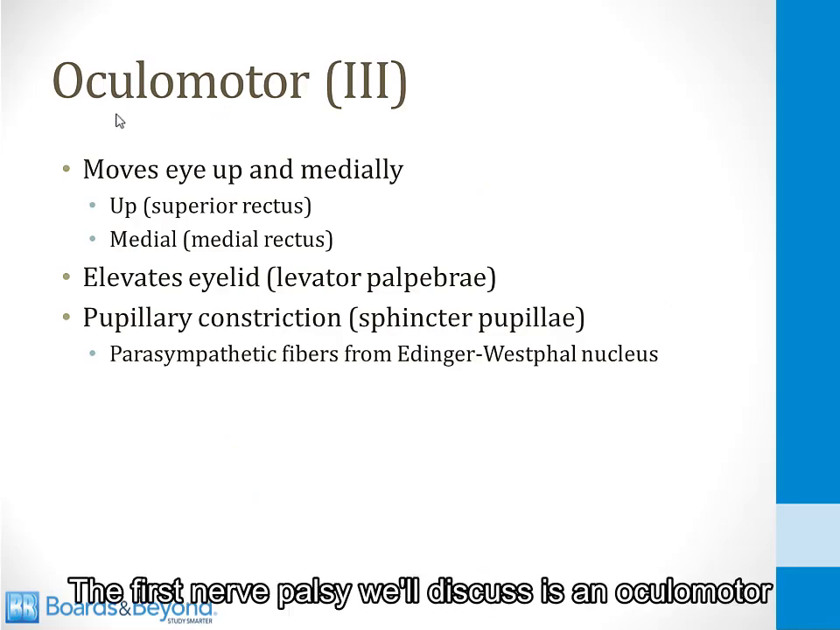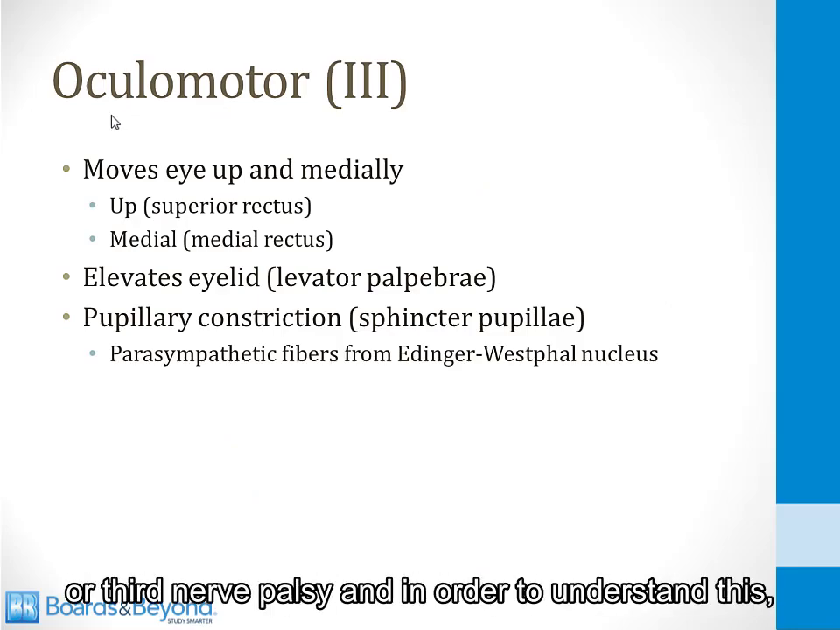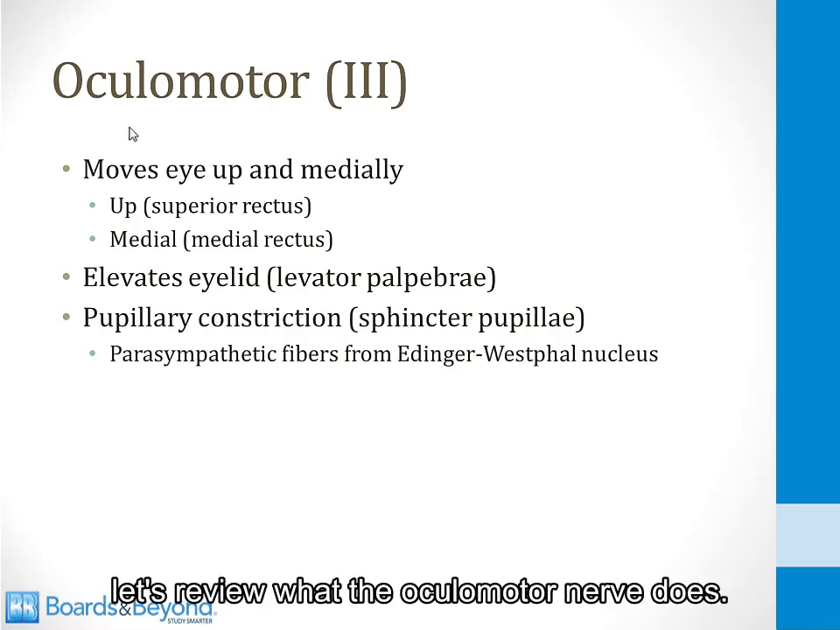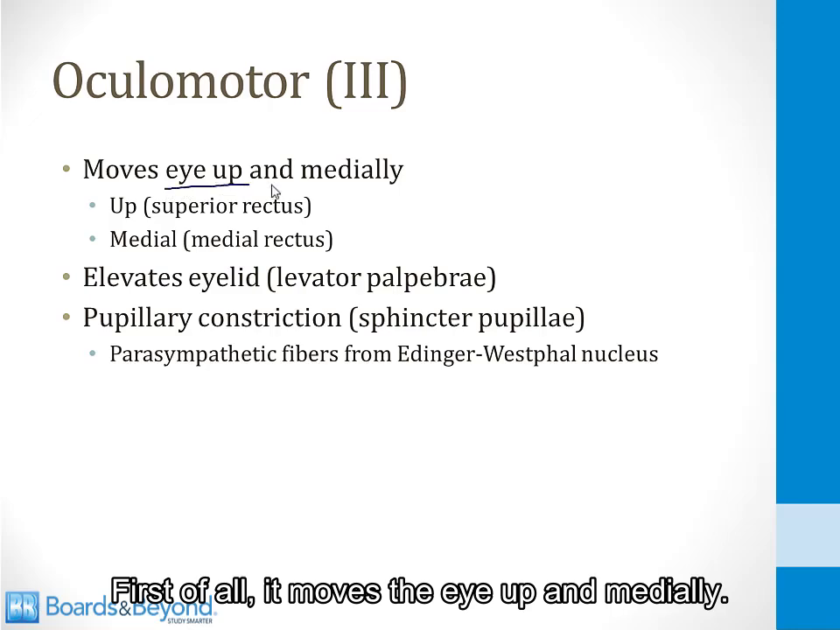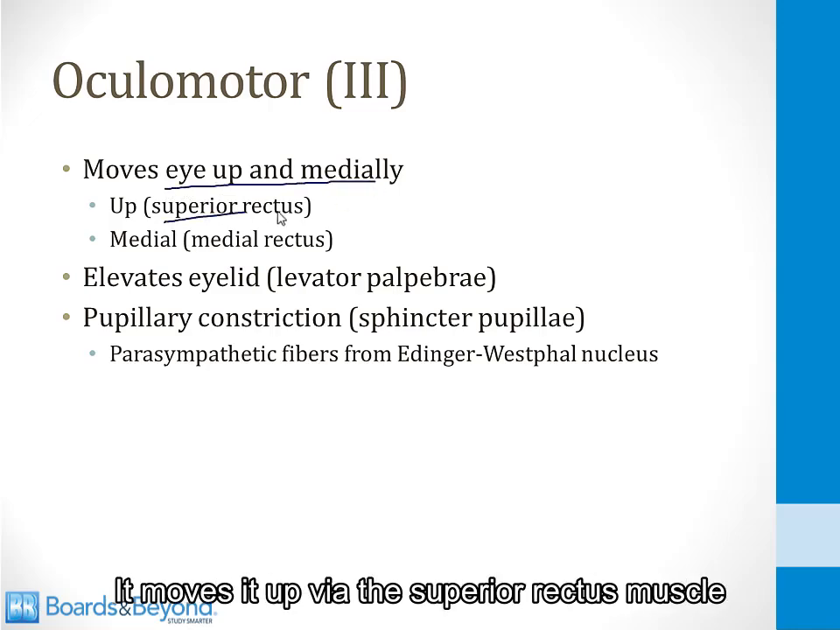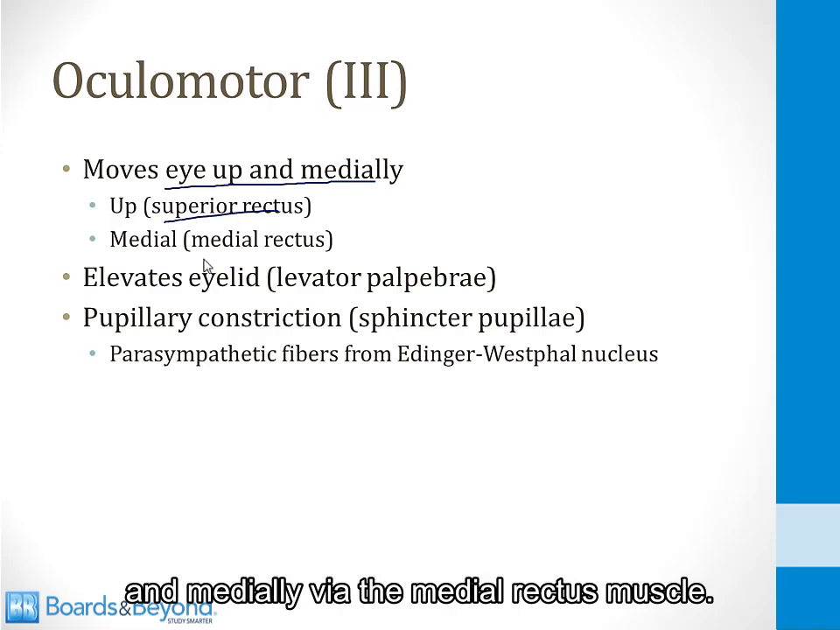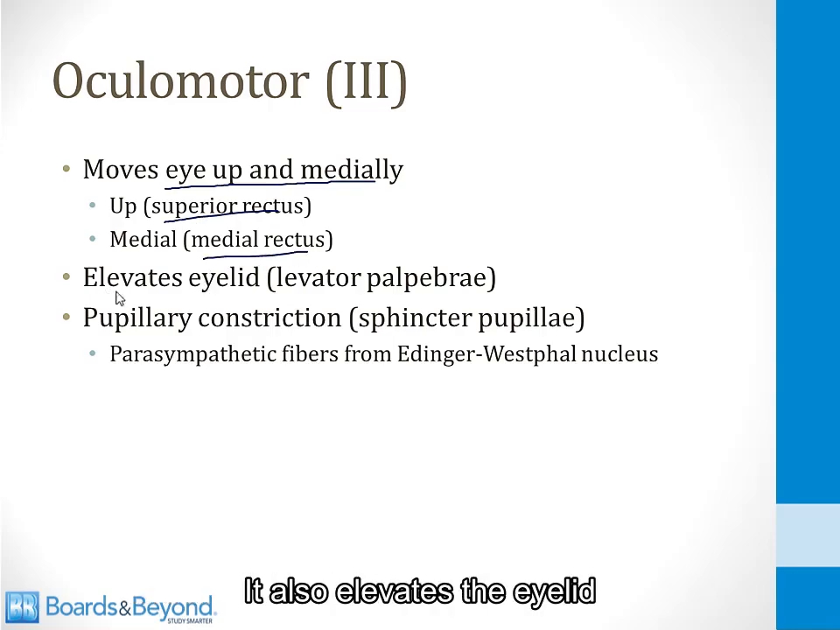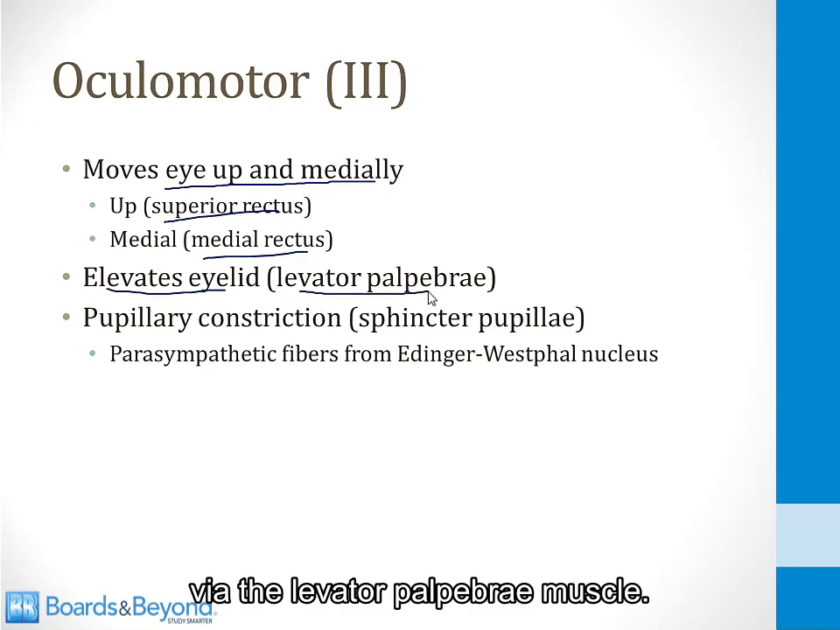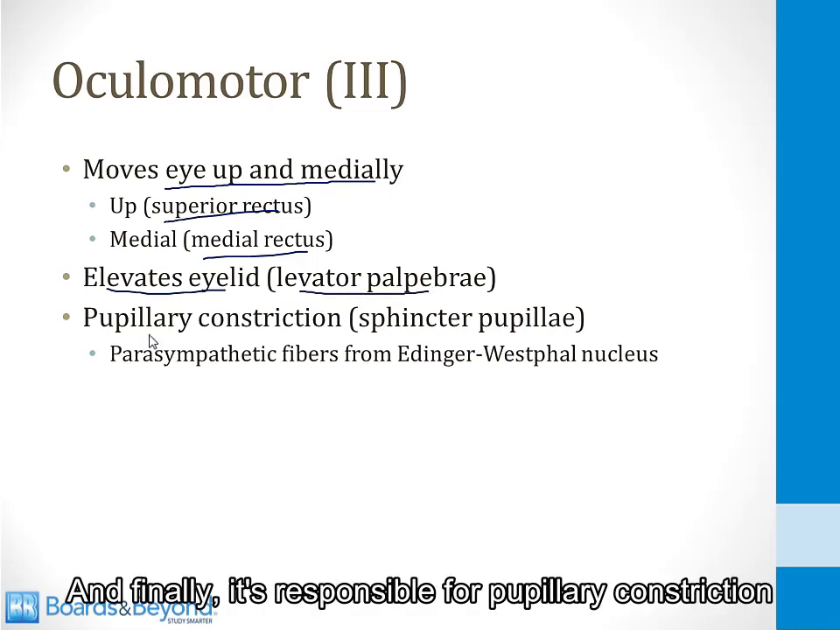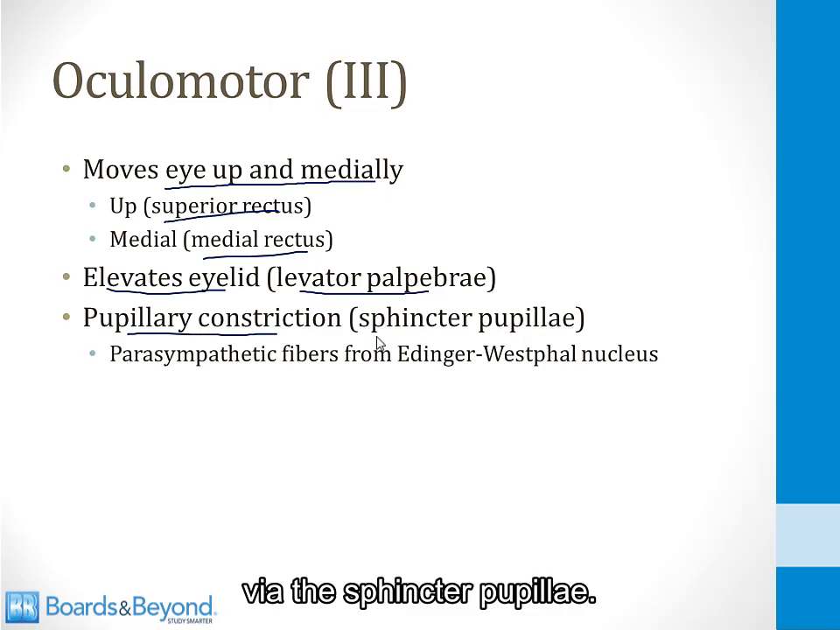The first nerve palsy we'll discuss is an oculomotor or third nerve palsy. In order to understand this, let's review what the oculomotor nerve does. First of all, it moves the eye up and medially. It moves it up via the superior rectus muscle and medially via the medial rectus muscle. It also elevates the eyelid via the levator palpebrae muscle. And finally, it's responsible for pupillary constriction via the sphincter pupillae.